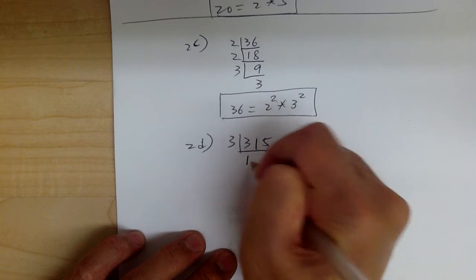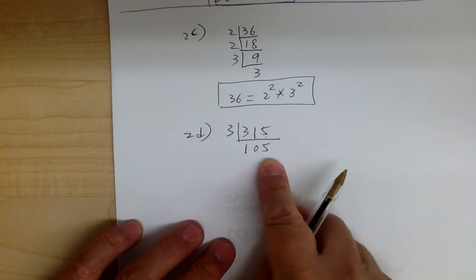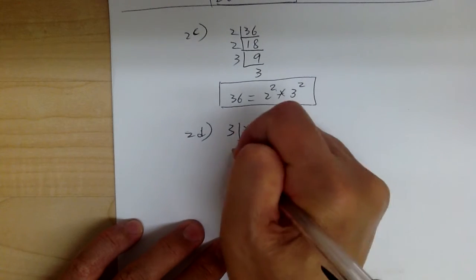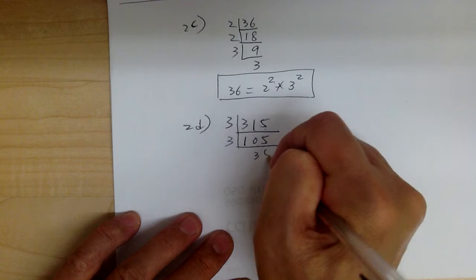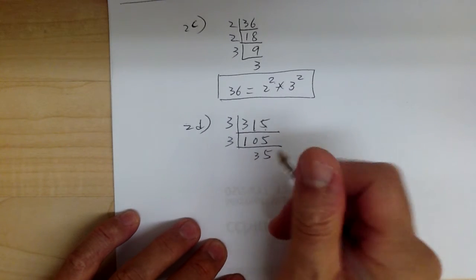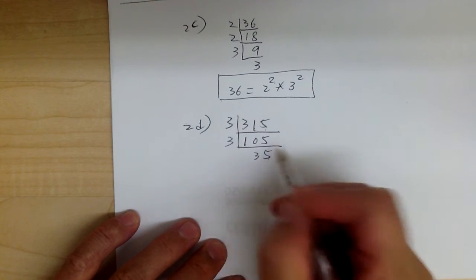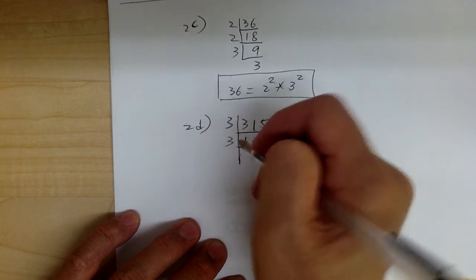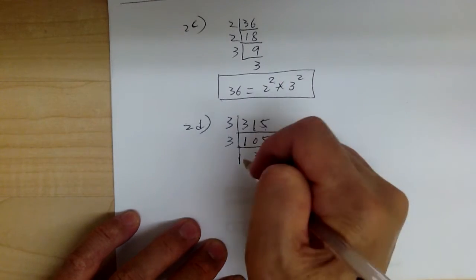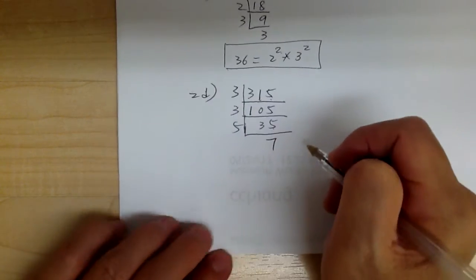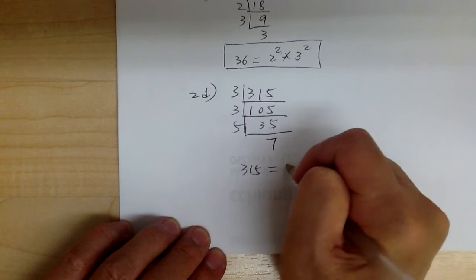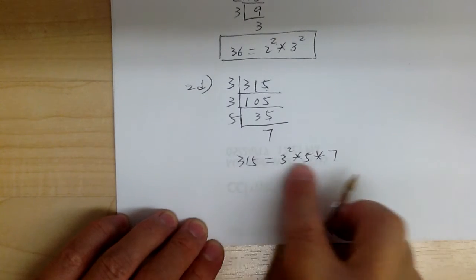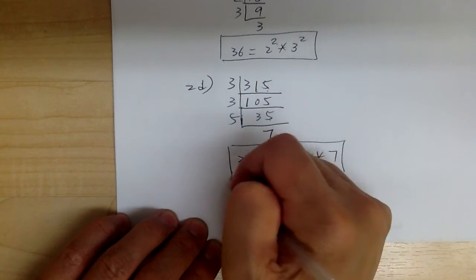So divide by 3, you get 105. Now this can be divided by 3 again, because if you add all the digits, you get 6, and 6 can be divided by 3. So divide by 3, you get 35. Now can this be divided by 3? No, because 3 plus 5 is 8, and 8 cannot be divided by 3. So you go to the next prime number, which is 5. Divide by 5, you get 7. And that's it. So 315 equals 3 squared times 5 times 7. Again, 315 is made out of these 4 factors.